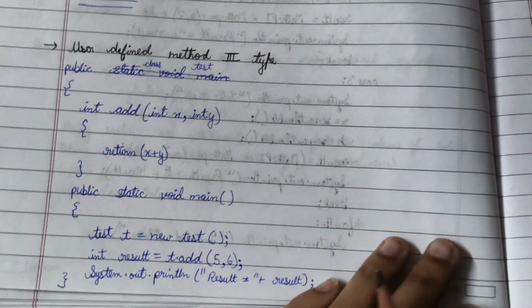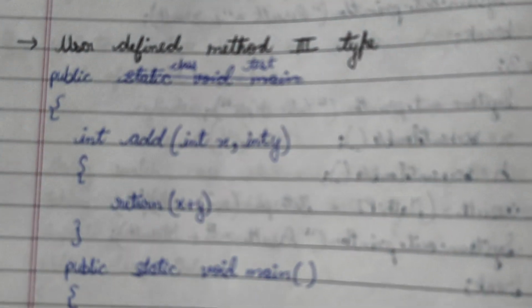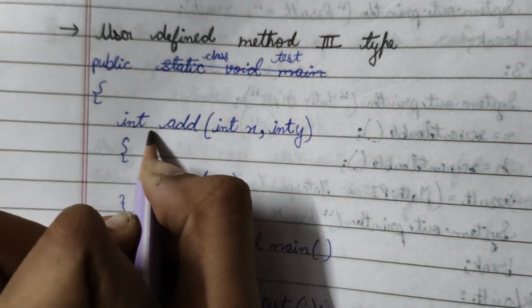In this what we are doing, we are taking int add. Now you are able to see the changes. In the previous ones, type first and second, there was no return type.